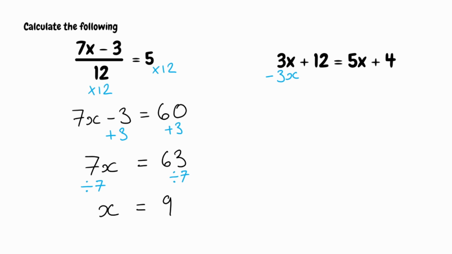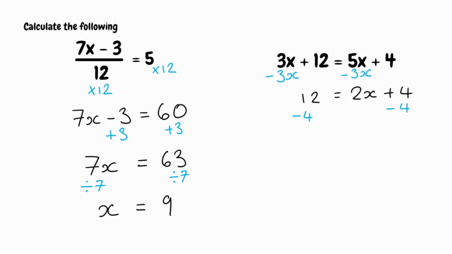But because I've taken away 3x on the left-hand side, I also need to take away 3x on the right-hand side. So that 3x is now gone, and we're just left with 12 on the left-hand side is equal to, and now on the right-hand side, if I do 5x take away 3x, that gives me 2 lots of x, and then we've still got this plus 4. So now we're solving with x on the right-hand side of the equation this time. So looking at the right-hand side, we've got 2x plus 4. So we want to get rid of that plus 4 first, so we're going to take away 4 from the right-hand side, which again also means we need to take away 4 from the left-hand side.